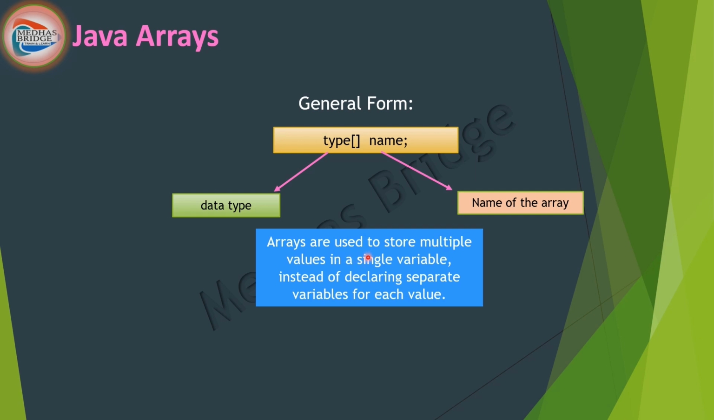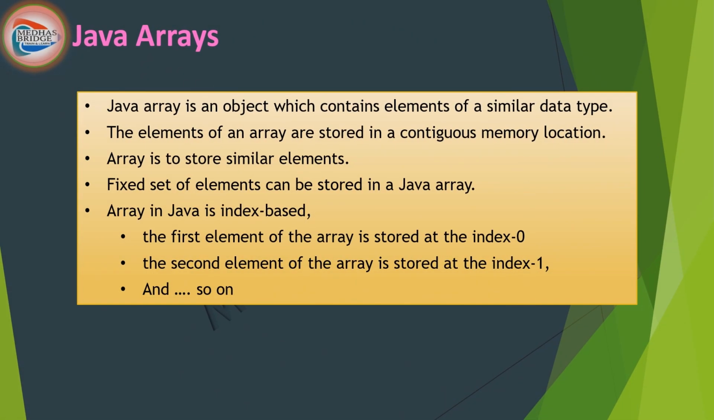Java arrays are used to store multiple values of the same data type using a single variable, known as an array variable. That's the concept of Java arrays. Let's get into a little more detail. A Java array is an object which contains elements of similar data types. The elements of an array are stored in contiguous memory locations. Contiguous means one after another. An array stores similar elements.